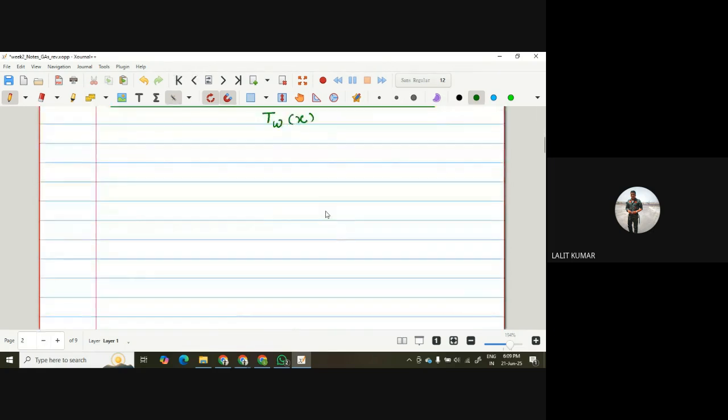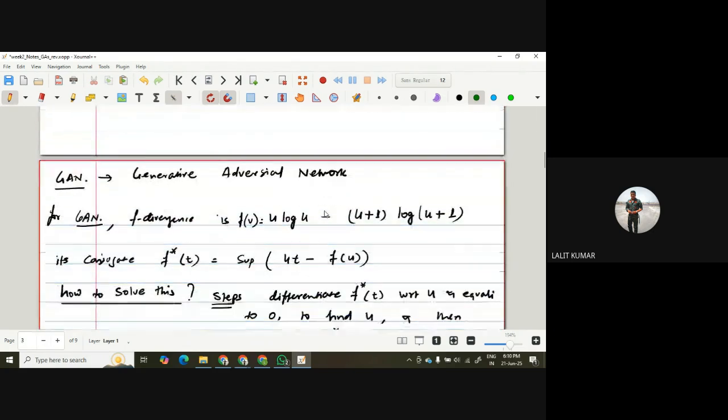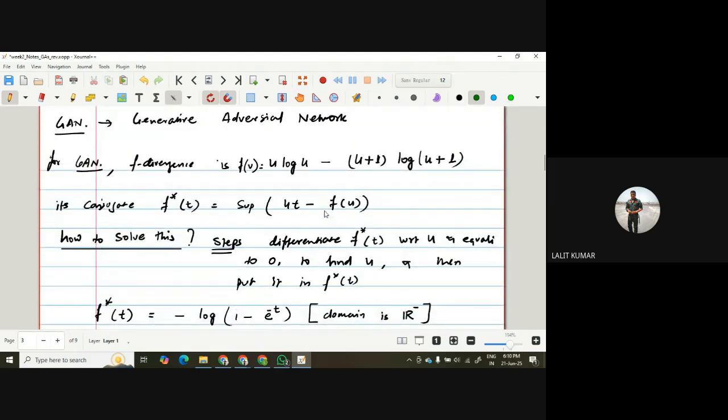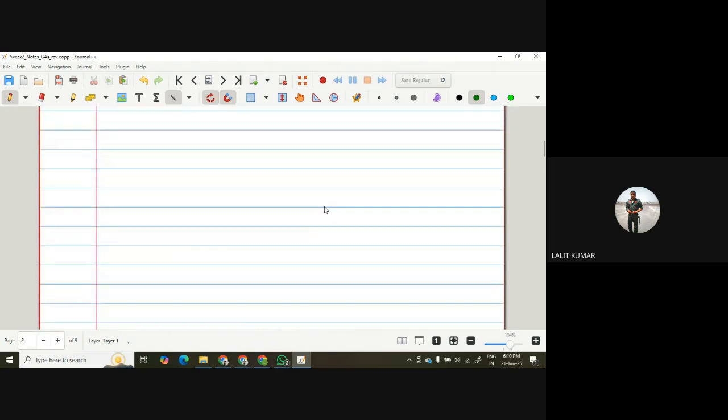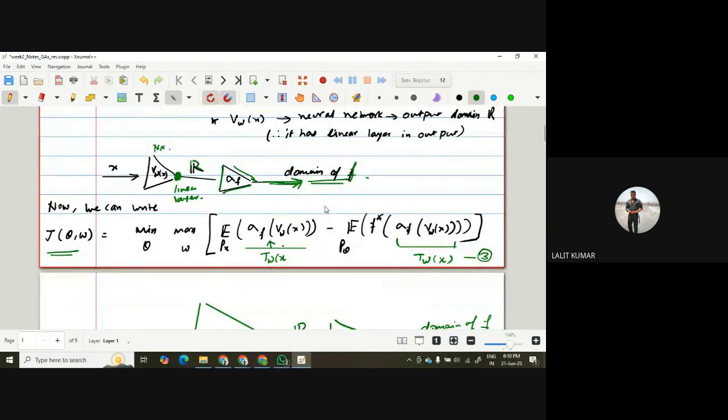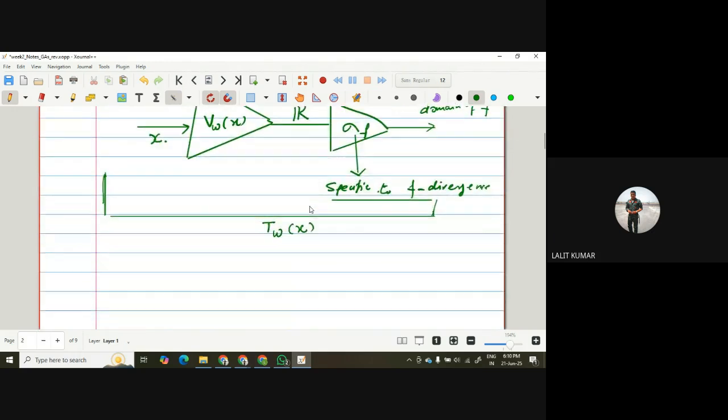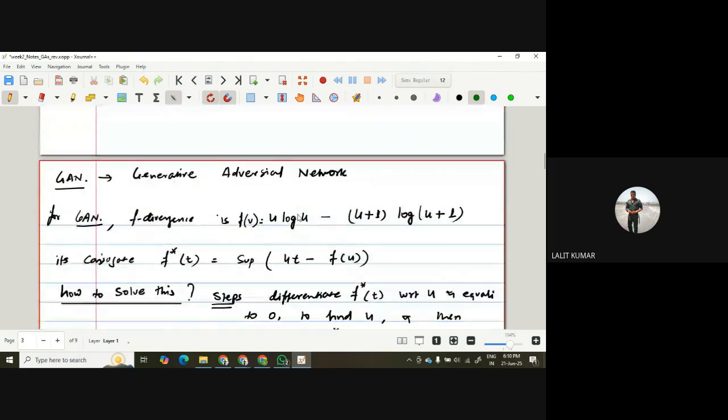Okay. Now from here, this is a function, and this we have to remember, it is for all F divergences. For all F divergences, this is the general formula. Now, when we come to GAN, that is the generative adversarial network.